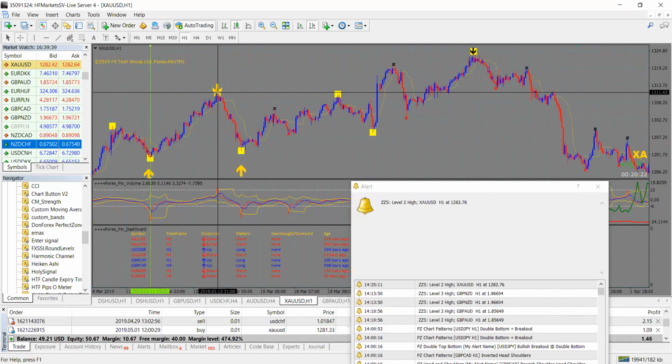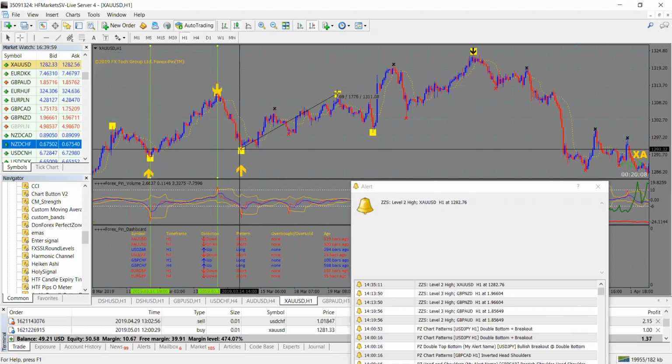Again, another one lined up. There you go. How many pips did this give you? All the way down here, 192. Another one. How many pips? 177.